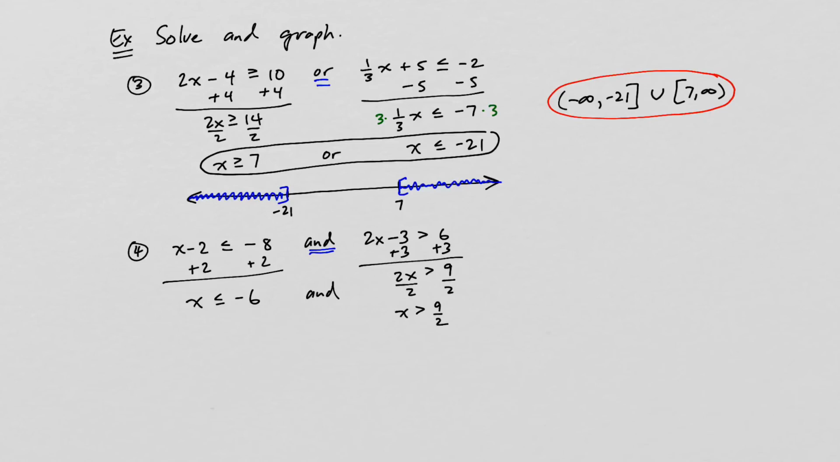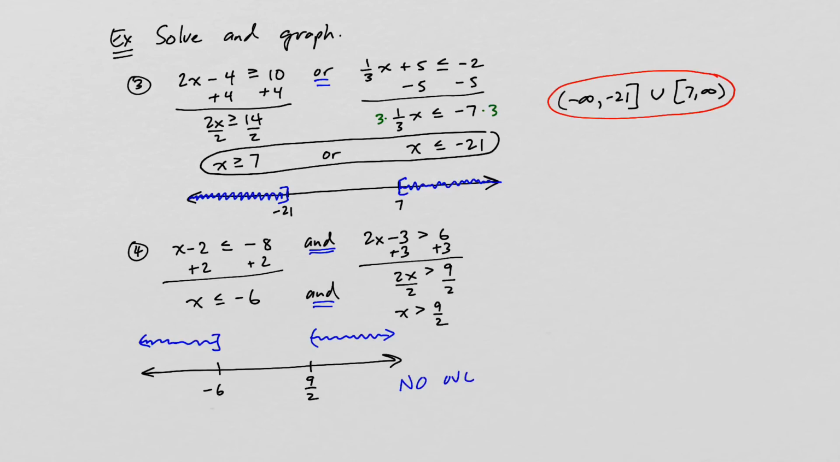Now, to get that solution into interval notation, I'm going to do a number line with negative 6 and 9/2. And when I'm trying to graph a compound inequality involving the word and, I like to error graph, because the final solution on the number line is going to be the overlap of the two graphs. In other words, what the two graphs have in common. So x is less than or equal to negative 6 is this set of numbers. X is greater than 9/2 is this set of numbers. Notice that there is no overlap.